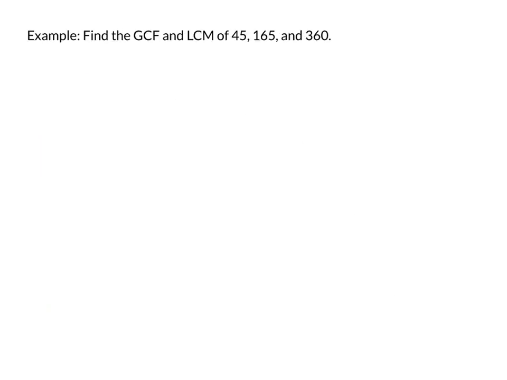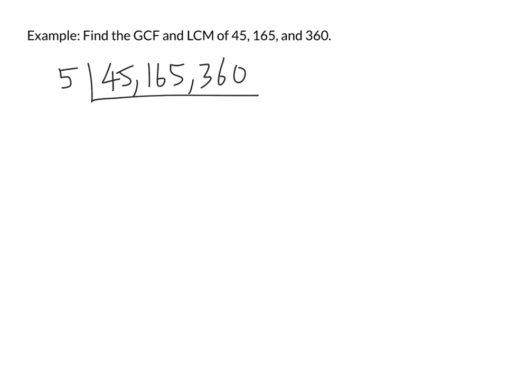Now we'll look at another example to find the GCF and LCM of 45, 165, and 360. First of all, you will need to list down the three numbers. So 45, 165, and 360. These three numbers end with 5 or 0. So very naturally, I would say that 5 is a common factor of the three of them. So 45 divided by 5 is 9. 165 divided by 5, you have to work it out, is 33. And 360 divided by 5 will be 72.